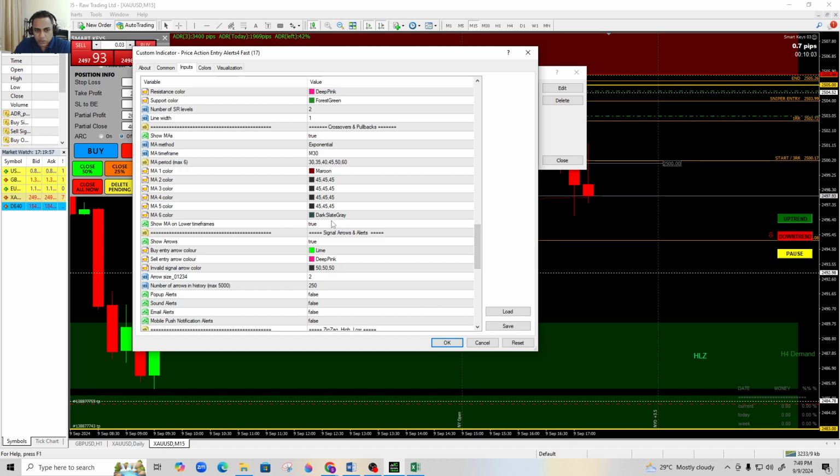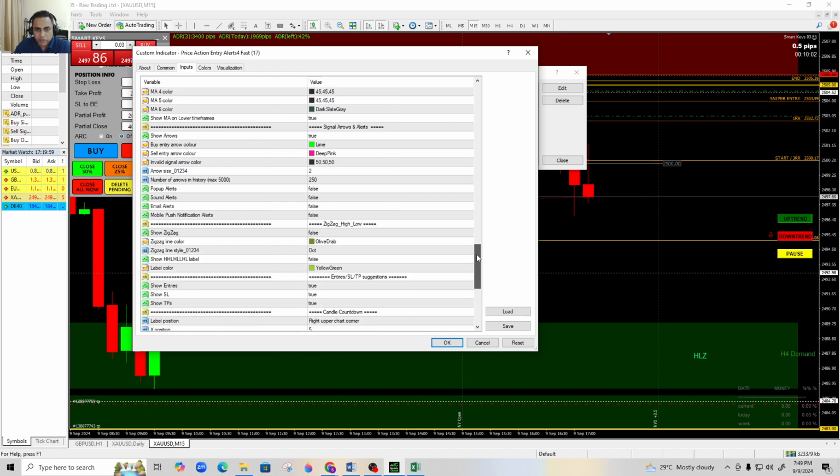This is the default settings how it's set to. Then we have signal arrows and alerts. That's the colors for it. You can set alerts for it, pop-up alerts, sound alerts, email alerts, mobile push notifications, and so on.